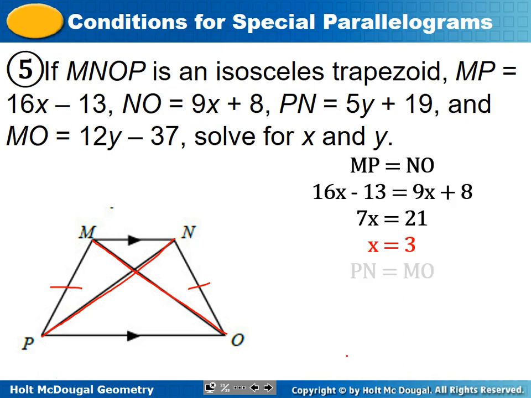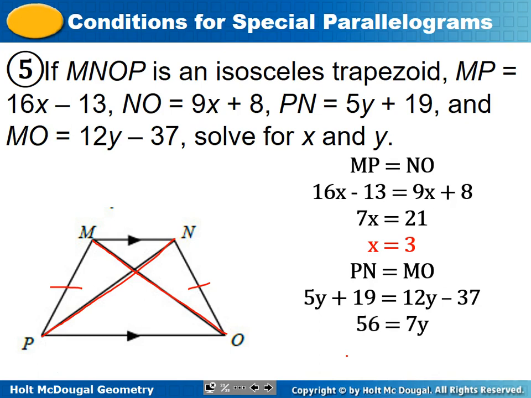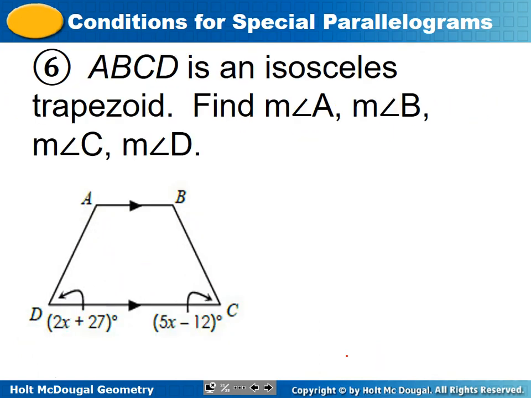Then we're going to set PN and MO equal to each other. That would be 5y plus 19 equals 12y minus 37. Going to subtract 5y from both sides and add 37 to both sides. That gives us 56 is equal to 7y. Going to divide 56 by 7, so y is equal to 8. And the properties we used here were that our legs were congruent because it's an isosceles trapezoid, and that our diagonals were congruent, again, because it's an isosceles trapezoid.